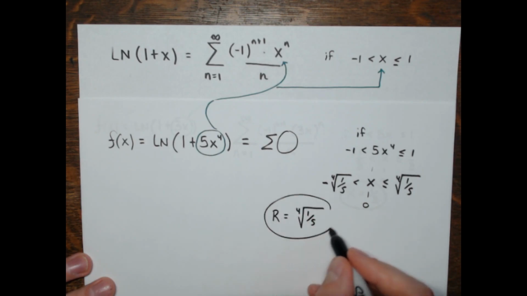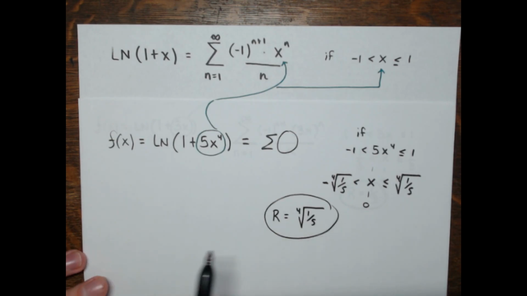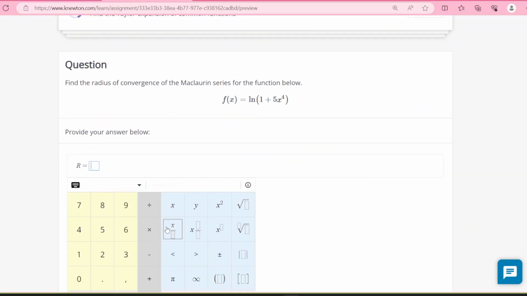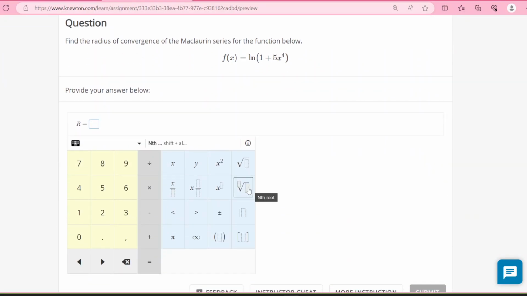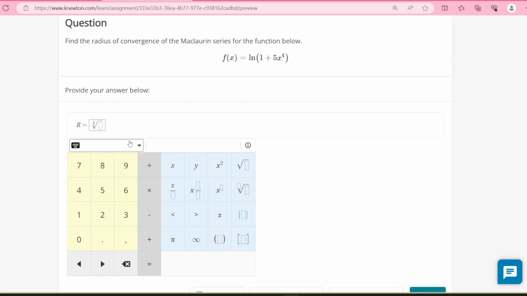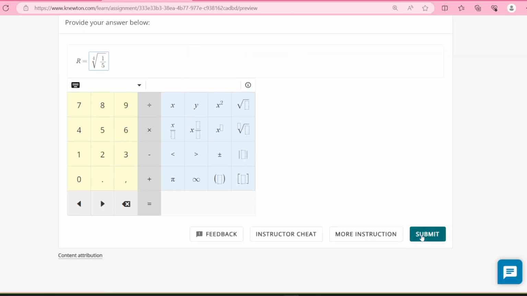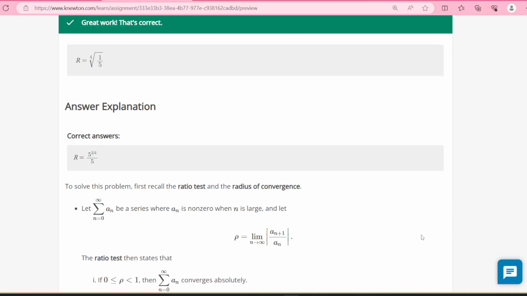So here's what I'm going to be typing. I'm going to actually type 1/5 to the 1/4 power, because I don't want to look for the fourth root symbol. Although it's right here. Never mind. It's right here. So the fourth root of 1/5 is the radius of convergence for the series that converges to this function. Now they wrote it a different way, but I had something equivalent.